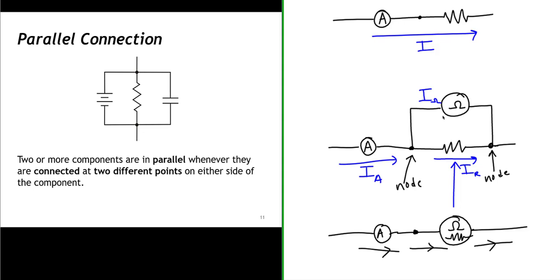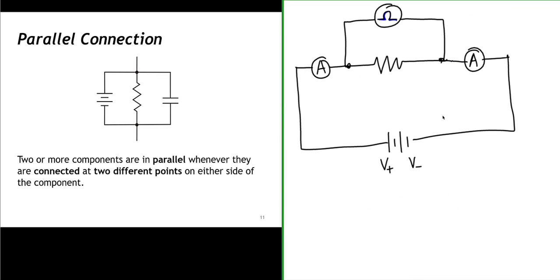Well, the current into that point, into that node, I sub A, must be equal to the current out of that node, I sub A. And the current through the ohm meter resistor combination, I sub A, must be equal to the current leaving the ohm meter resistor combination, I sub A. So in other words, I sub A, the current through the ammeter, must be equal to the current entering that node plus the current leaving the node, the combination of the current of the resistor and the current of the ohm meter.